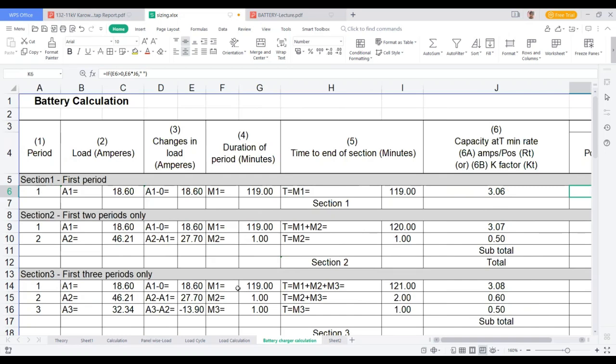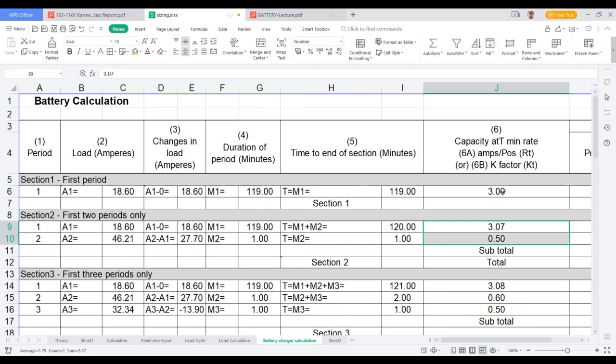But there is a next period where the battery has to pump 27.7 amps in the next minute. First 120 minutes, 18.6. In the next minute, 27.7. So for this, the capacity rating factor is this.